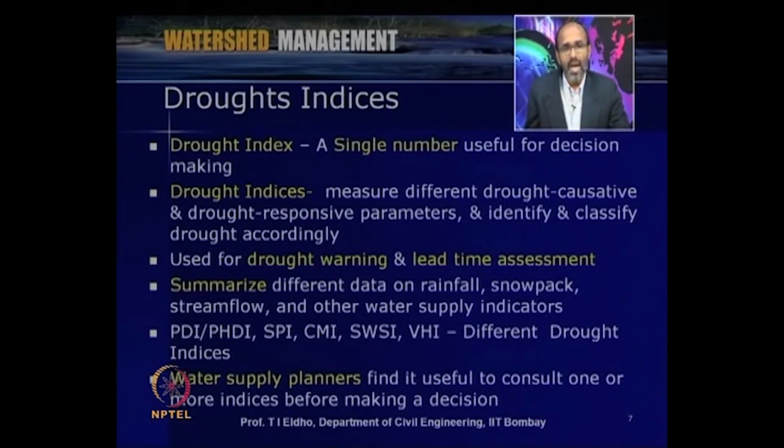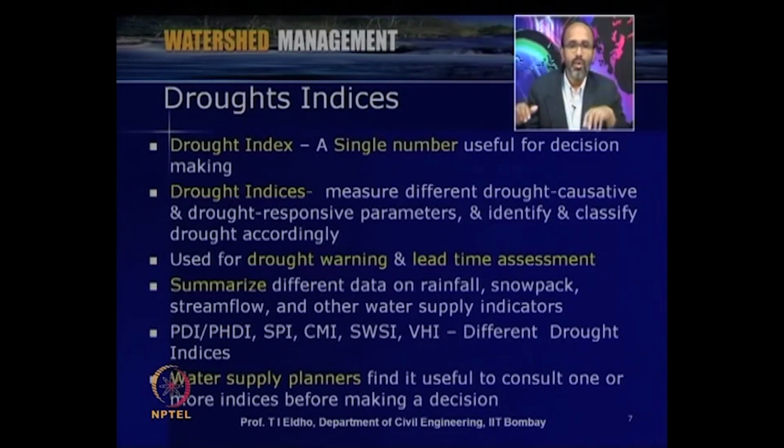So, generally water supply planners find it useful to consult one or more indices before making a decision. There will be a lot of uncertainties with respect to each of the indices which we consider. So, generally for long term planning and management, instead of choosing only one kind of index, we can choose more than one index, and then analyze the various scenarios and come up with certain conclusions.